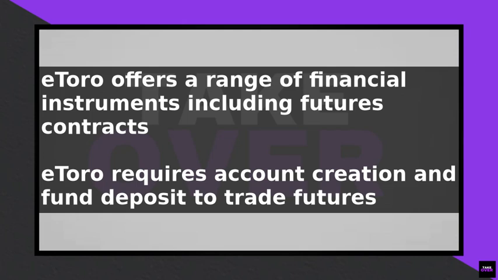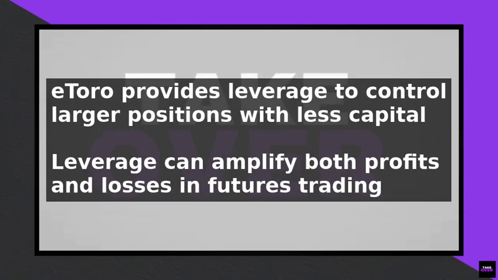Etoro offers a variety of futures contracts, including popular ones such as crude oil, gold, and the S&P 500 index. You can trade these contracts using leverage, which allows you to control larger positions with a smaller amount of capital. However, keep in mind that leverage can amplify both profits and losses.